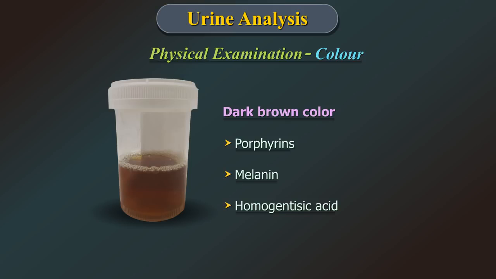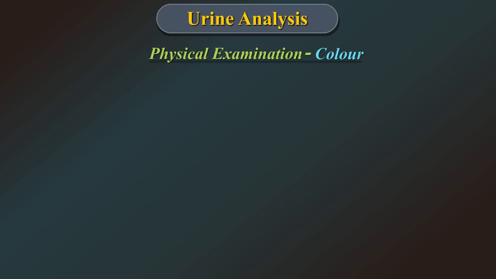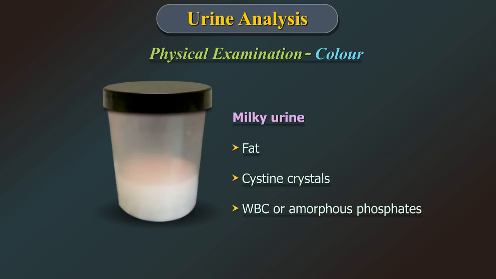Dark brown color urine may contain porphyrins, melanin, homogentisic acid, which is associated with abnormal metabolism of tyrosine. Milky urine may contain fat, cystine crystals, and many white blood cells or amorphous phosphates.